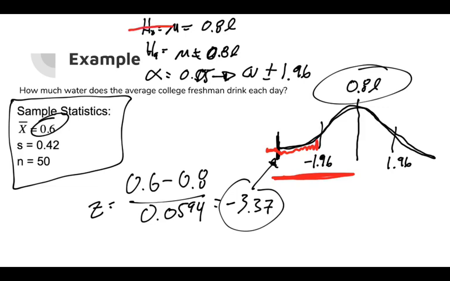I can reject the null and accept the alternative that, yes, college freshmen are not drinking 0.8 liters of water a day. And my study leads me to believe that they're drinking less. And notice, that's the claim I'm making. The claim I'm making is that we know that they're drinking less than 0.8 liters of water a day. I'm not making the claim that they are drinking on average 0.6 liters. I'm just making the claim that I know that they're not drinking 0.8.